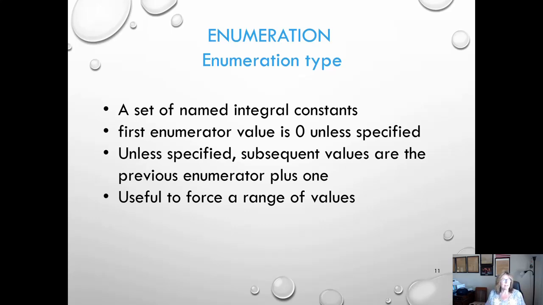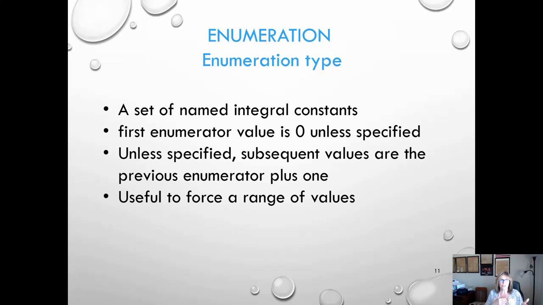So the fourth data type that we're going to be talking about are enumerations. We call them enum for short. So we're going to see that an enumeration type is actually a set of named integral constants. And the index, or the value of the very first one, is going to be 0 unless it is specifically specified or initialized to something. And all subsequent ones will just be the previous enumerator plus 1.